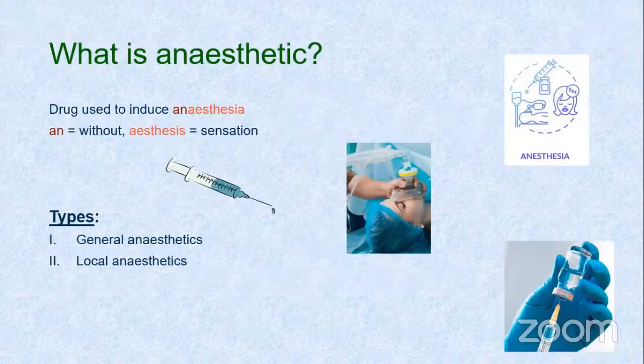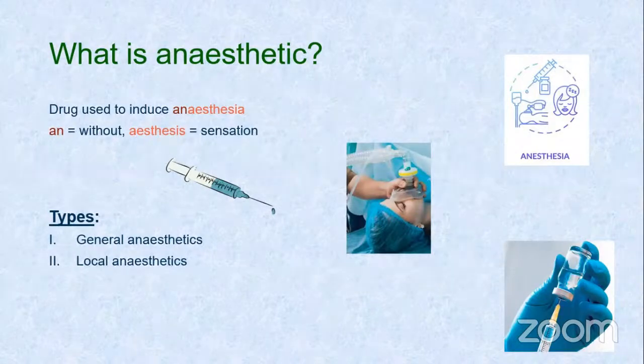What are anesthetics? An means without, and aesthesis means sensation. So anesthesia is a process applied to reduce pain and any other sensations. Anesthetics are drugs used to induce anesthesia. Anesthetics are generally categorized into two classes according to their functions: general anesthetics and local anesthetics.